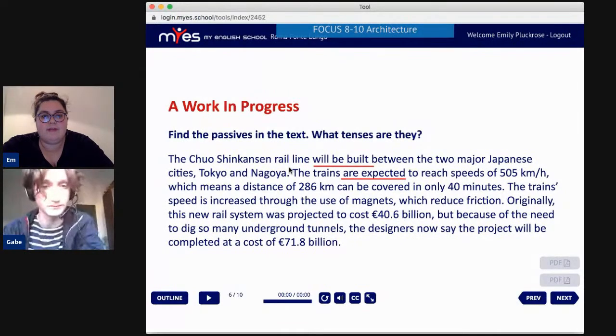Okay, in this sentence we have two passives. What's the other one?